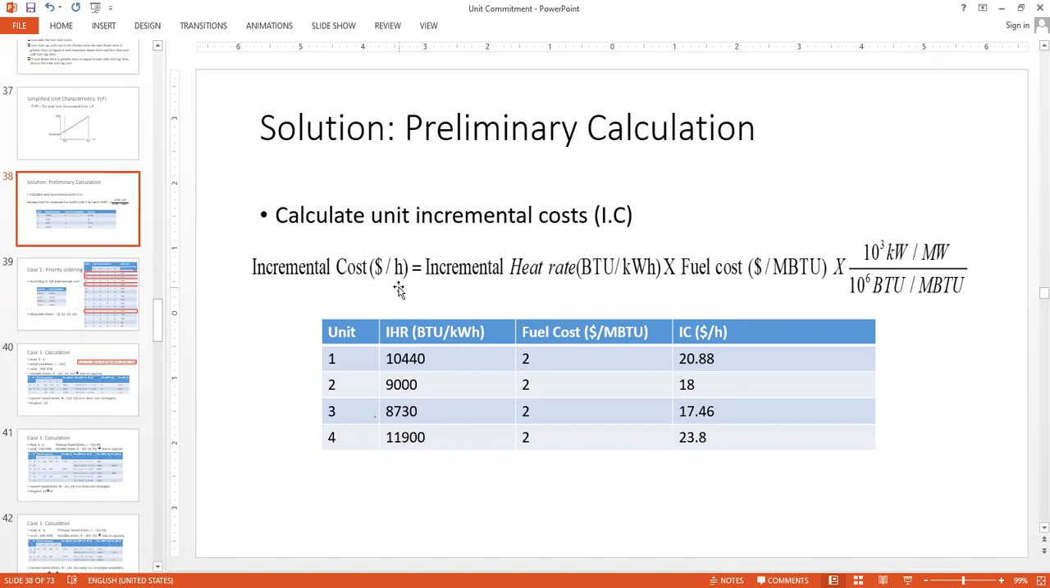Finally, the incremental cost, in short IC, is calculated in dollars per hour, and you can see the incremental cost for unit number 1 is 20.88, and all other unit values are given here.